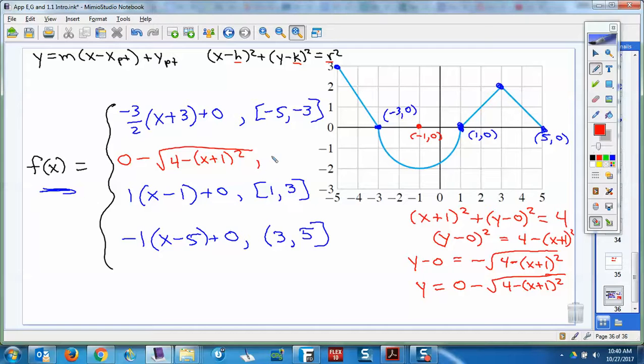And then that goes from what to what? -3 to 1, both open, because I already used it. You know, probably if I did these in order, I would have closed -3, I'd have probably left this open and closed 1, then I'd have left this open and closed 3. But it doesn't matter. It doesn't matter, as long as you just don't double up on it.